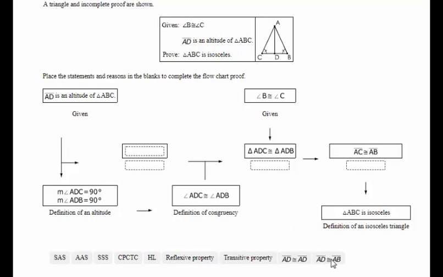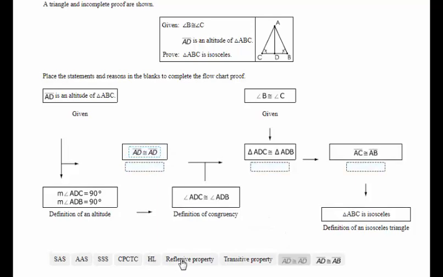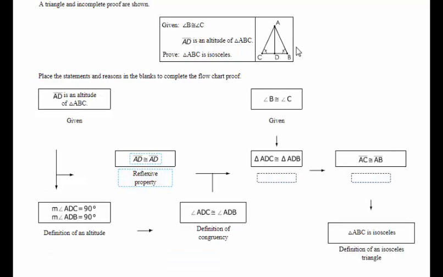AD is congruent to AB. Well, we definitely don't know that for sure. It doesn't look like it even is. But we could say that AD is congruent to AD. Since we have AD as an altitude, it's really creating two triangles here, one on the right and one on the left. This side is used for both. So that will probably go there, and our reasoning is because that is the reflexive property.